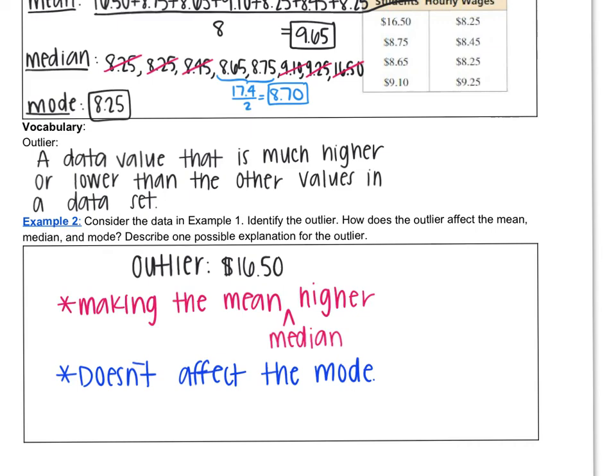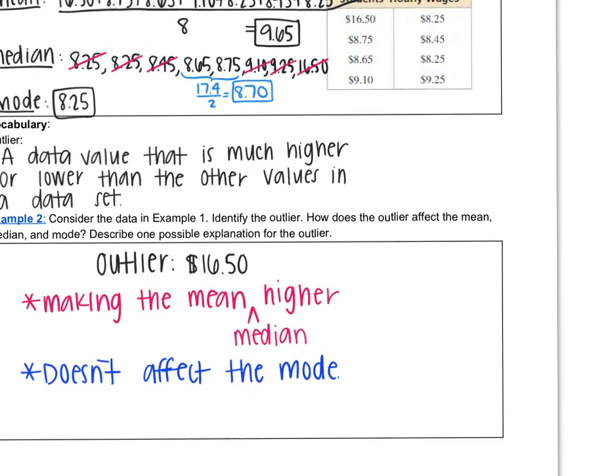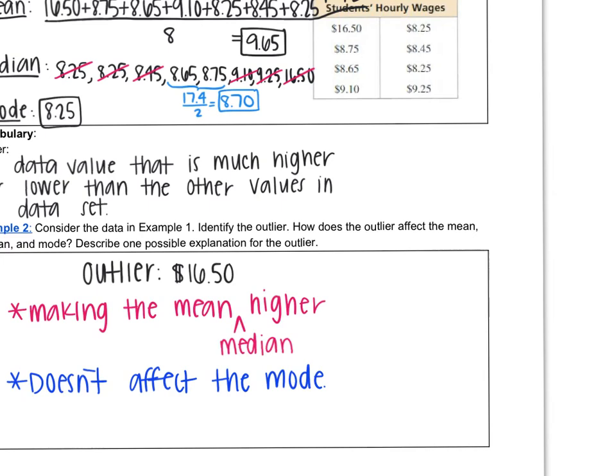So one possibility is that maybe that student is a manager. Maybe they have a little bit more experience. Maybe their job requirements are a little bit different. There's really a lot of different options. Again, probably can't have a wrong answer, but a couple different reasons for that. So pick whichever answer you like better and write that one down.